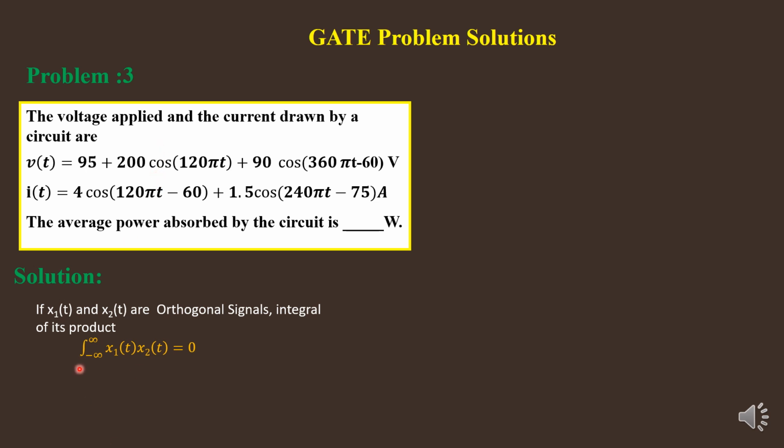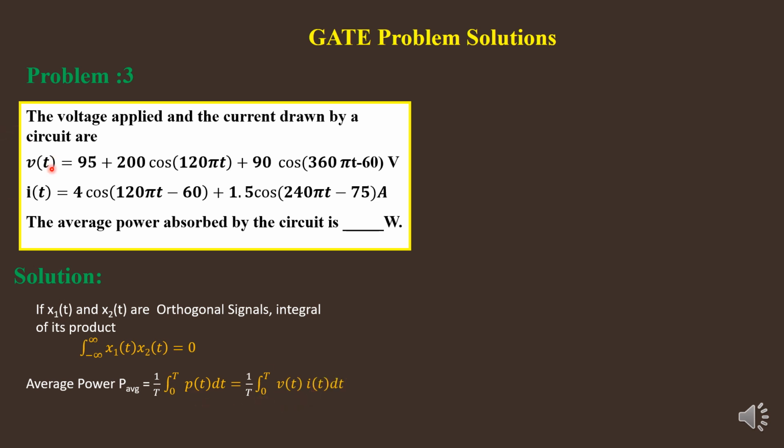Okay. So here, the condition for orthogonal signals is that the integration of the product of two signals equals 0 if the two signals are orthogonal. So what is the average power? Average power P average equals 1 by T, integral from 0 to T of p(t) dt, where p(t) is the instantaneous power. Instantaneous power is nothing but the product of v(t) and i(t).